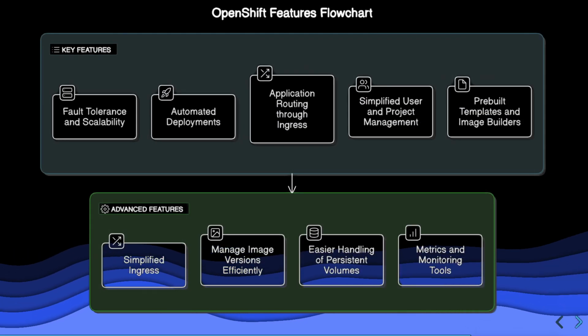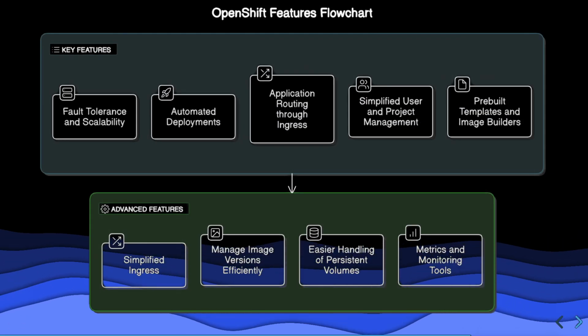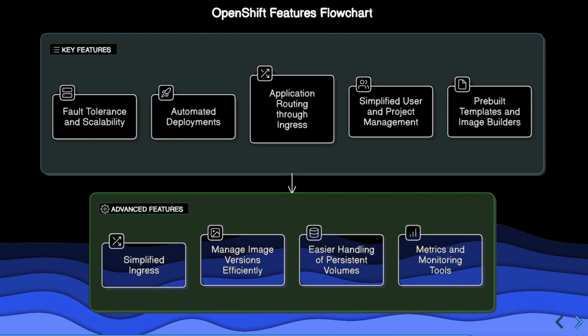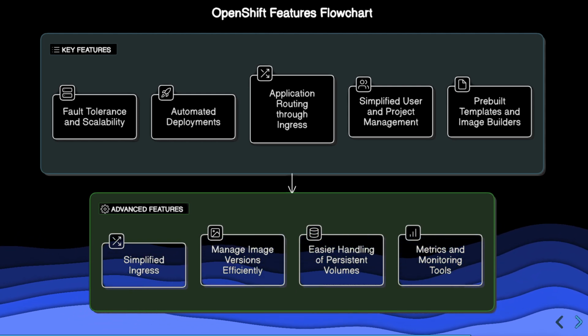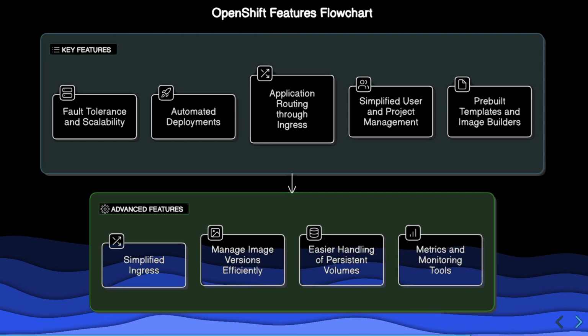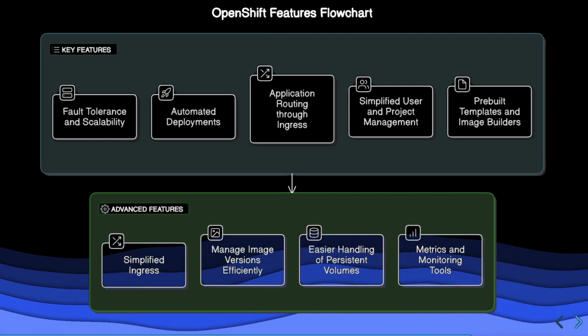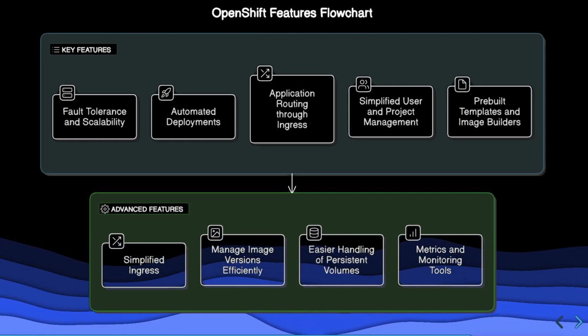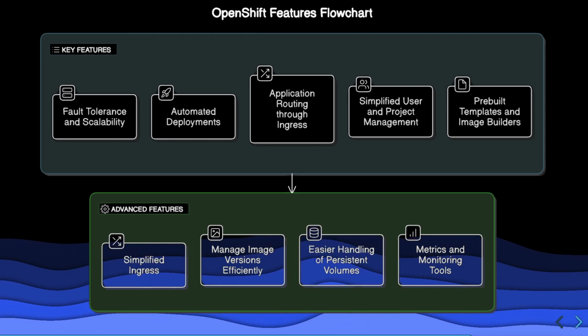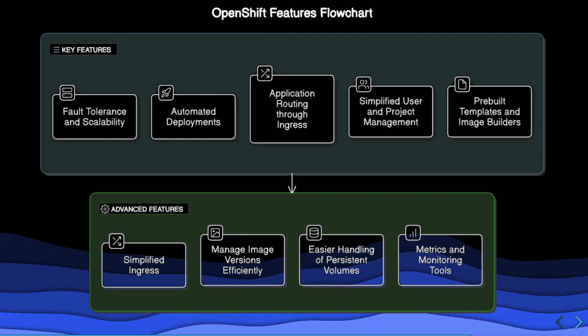And what are some of the other key features? So some of the other key features are things like fault tolerance. Okay. So your application can keep running even if part of the infrastructure fails. Gotcha. You have scalability. Okay. So you can handle spikes in traffic. Right. You have automated deployments.